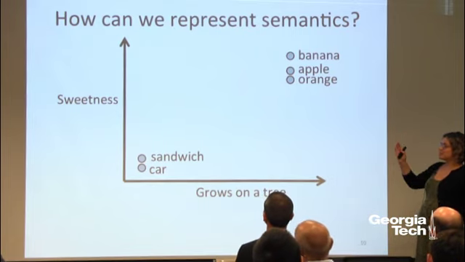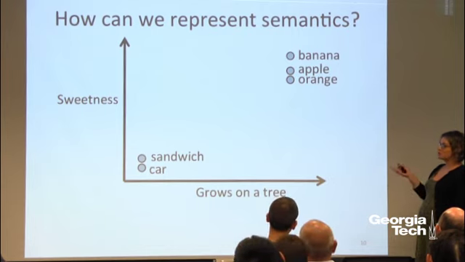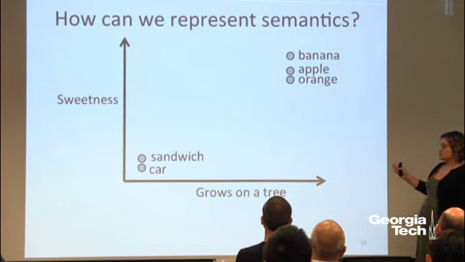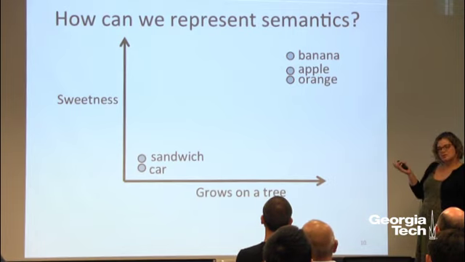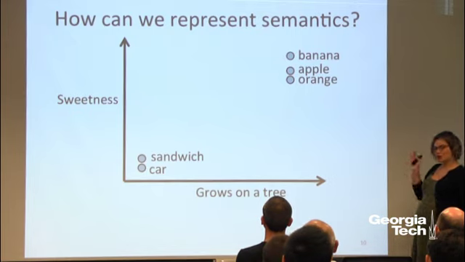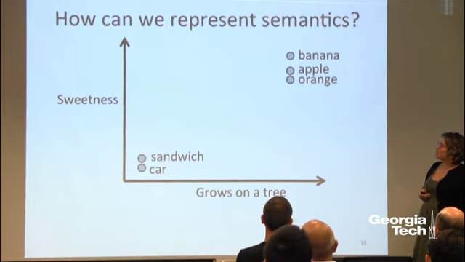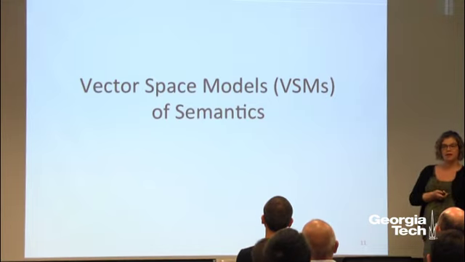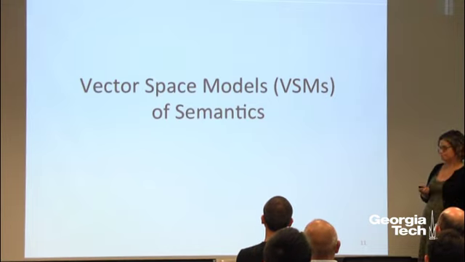So here is a representation of the world. We have one axis in its sweetness, and we have one axis in its grows on a tree. So all of our fruit is pretty sweet. It all grows on trees, and sandwiches don't grow on trees. Maybe they're slightly sweeter than cars, so they're a little closer to the fruit group than a car is. So this is a very simple vector space model of semantics, a VSM. And this is the computer model we'll be talking about today that represents word meaning.